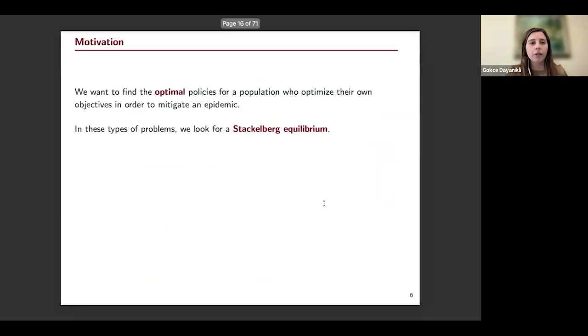Okay. So our motivation in general for the Stackelberg mean field game is that we want to find an optimal policy for a large population of people who are optimizing their own objectives. In this case, we are looking at an epidemic mitigation problem, so we are directly going to focus on that problem. In this type of problem, between the government, let's say, and the people in the society, we need to look for a Stackelberg equilibrium.